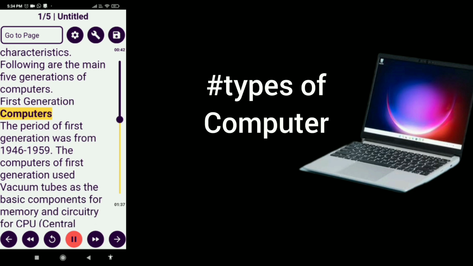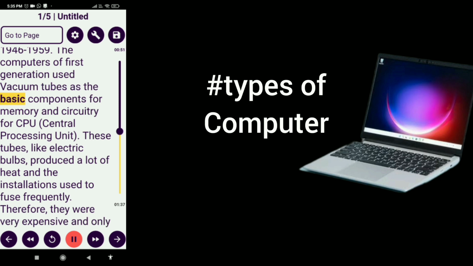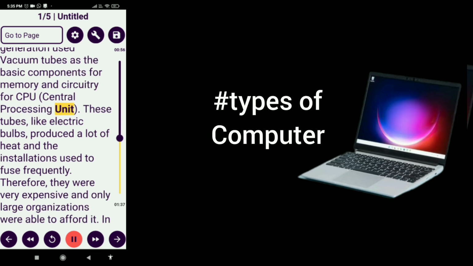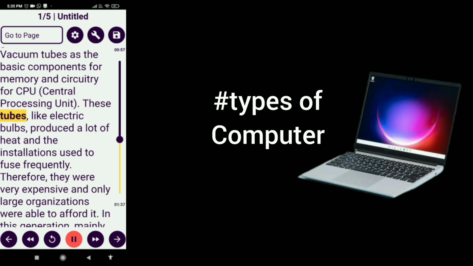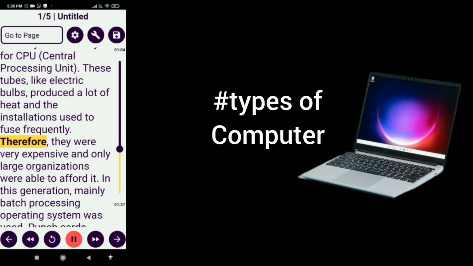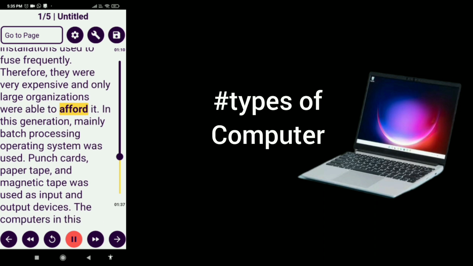First generation computers. The period of first generation was from 1946–1959. The computers of first generation used vacuum tubes as the basic components for memory and circuitry for CPU, Central Processing Unit. These tubes, like electric bulbs, produced a lot of heat and the installations used to fuse frequently. Therefore, they were very expensive and only large organizations were able to afford it.